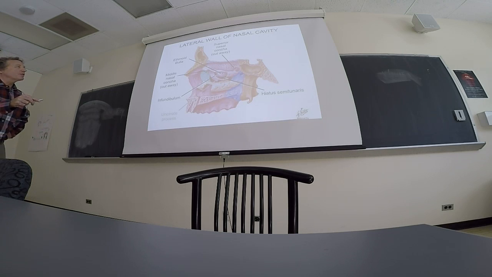There's this sort of bulging area here. Okay, looks like a small clamshell or something, which is called the ethmoid bulla. Okay, because this is all ethmoid in here.